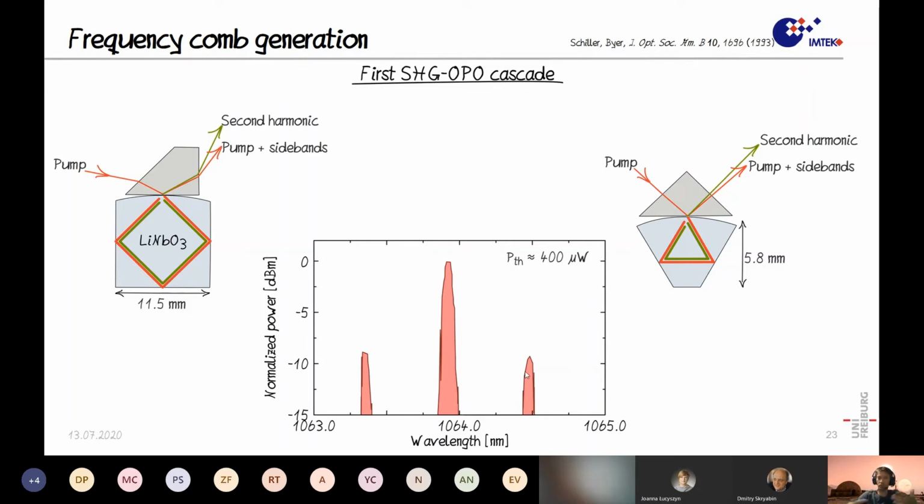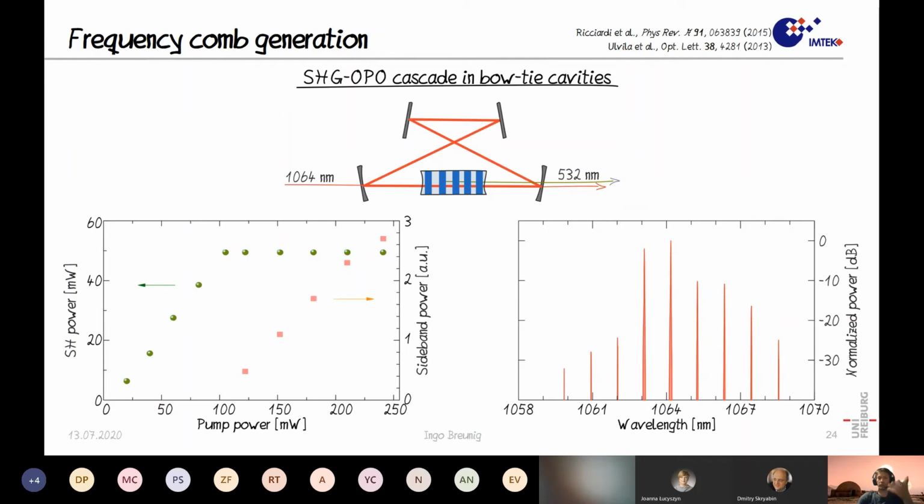just as in a conventional OPO, far away from degeneracy. Nobody cared about the operation at the point of degeneracy. But basically everything was already there in the early 90s. But then it took almost 30 years, or no, it's 20 years, until this concept really was used to generate a frequency comb.